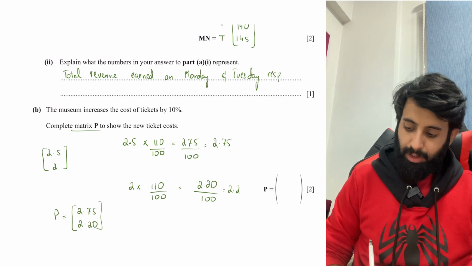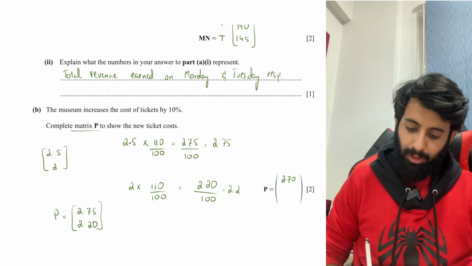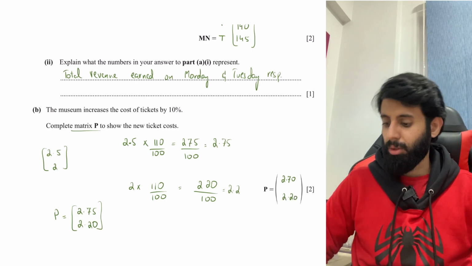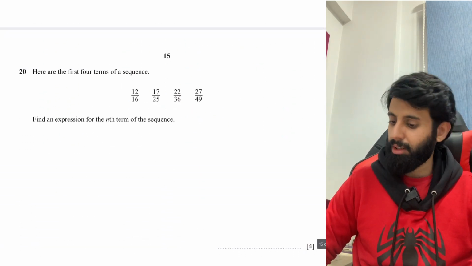Since money is always written correct to 2 decimal places, because you've got to show the cents also. So there you go, that's the answer to part B, which is correct.